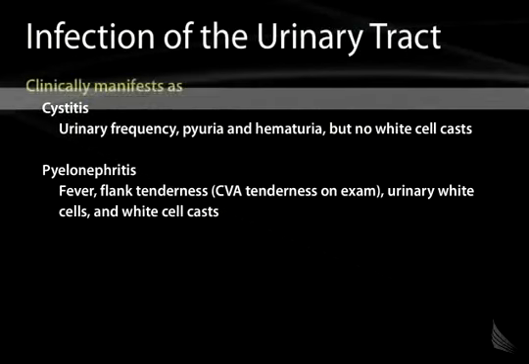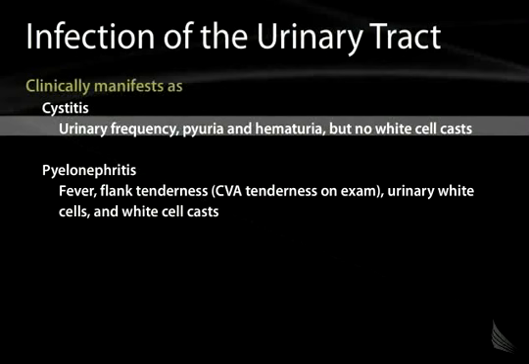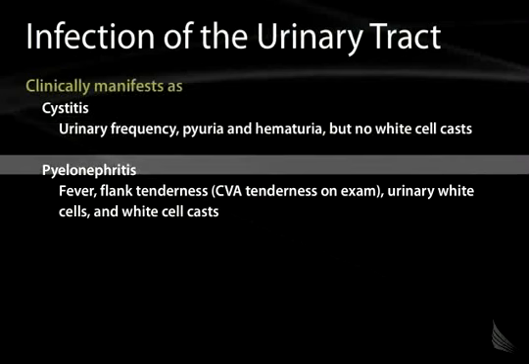Now, clinically, what you see is cystitis, which is infection of the urinary bladder. And this manifests itself as urinary frequency, as pyuria, which is white blood cells in the urine, and hematuria, which is red blood cells in the urine, but no white cell casts. White cell casts are reserved for pyelonephritis, where you actually get white cells up in the tubules of the kidney, and that's what produces those white cell casts.